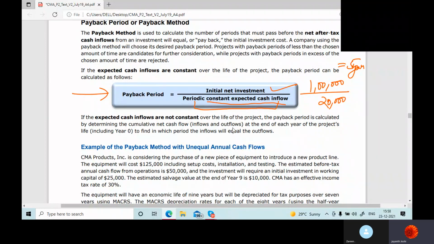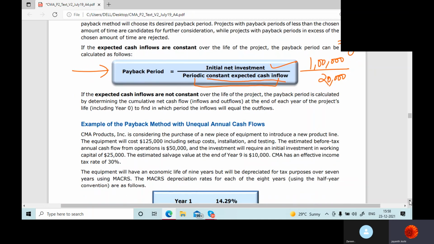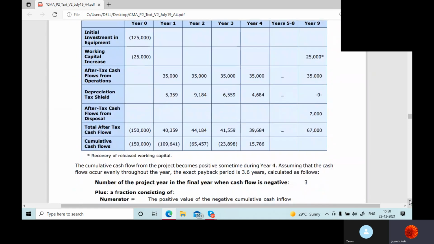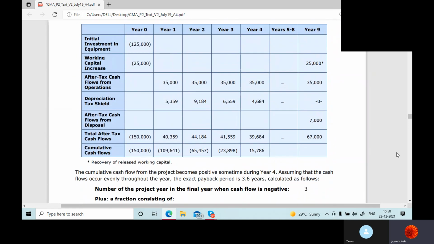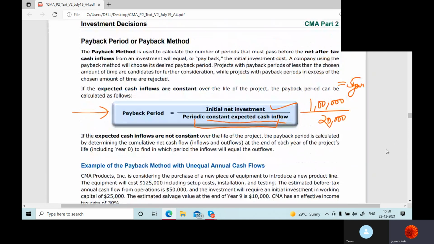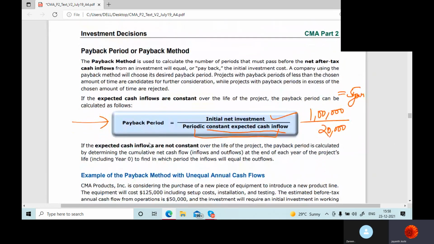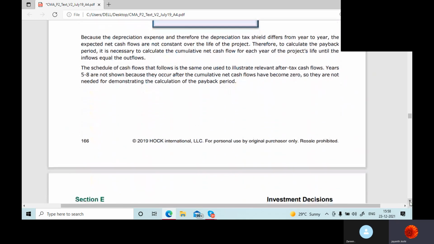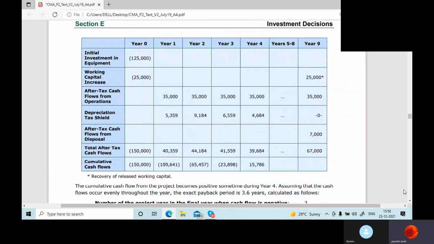But in my example, I did not take constant expected cash inflow. I took cash inflows which are not constant every year. So we will also calculate how to find out the payback in that case. For that, just write down this formula, and the same data from yesterday comes into the picture. Again, this is like a revision. So if you have written this, shall I move forward? Yes, I have written. Yeah.